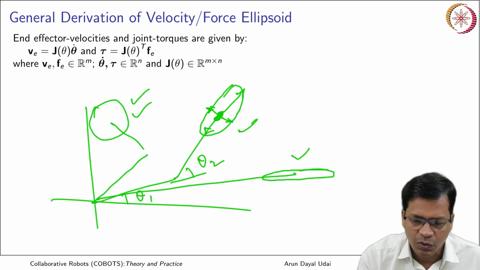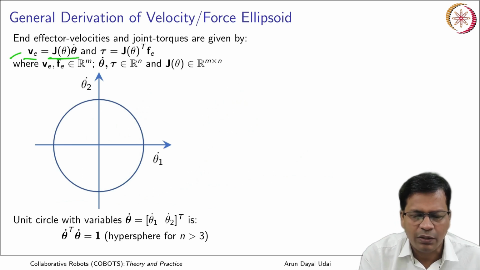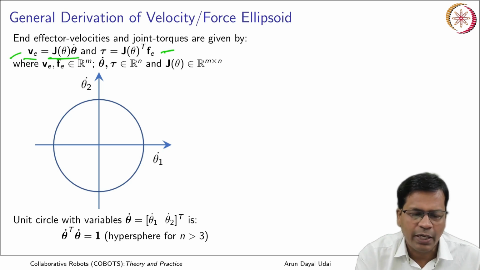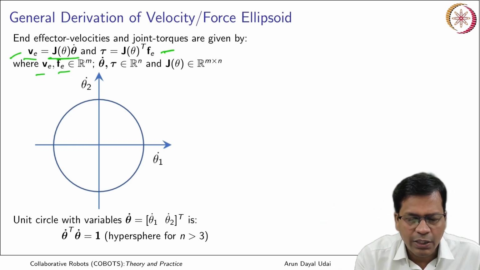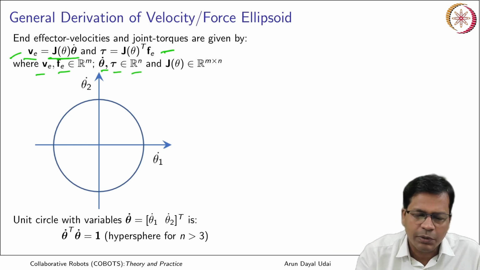So starting with this, VE, that is the velocity, is equal to the Jacobian times theta dot. By the definition of the Jacobian, you already know this. We have also derived tau is equal to J transpose of Fe. Fe is the end effector force. Jacobian transpose times that would give me the joint torques. Okay. So let us analyze this, where V and Fe have the dimension m, that is the task space dimension, whereas theta dot and tau are n-dimensional real numbers. So that is the joint space, which is directly related to the degrees of freedom of the robot.